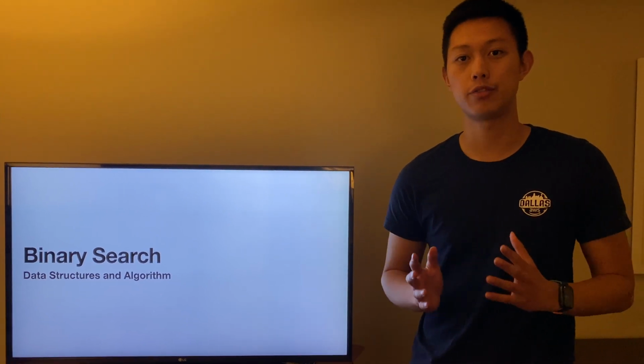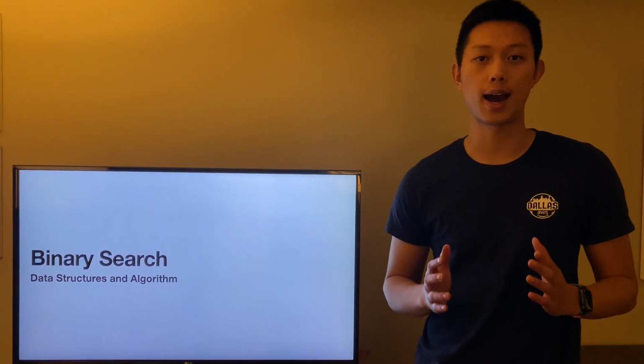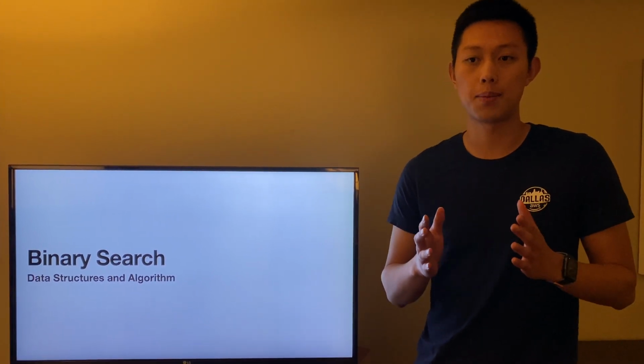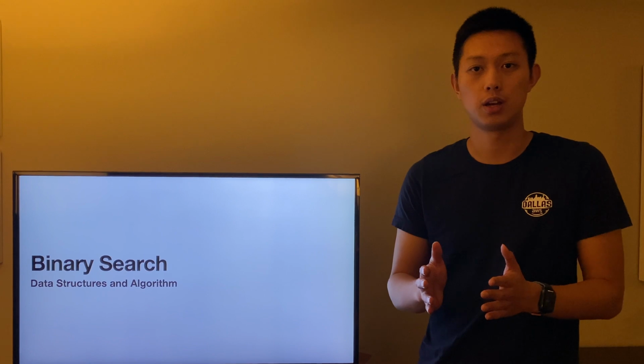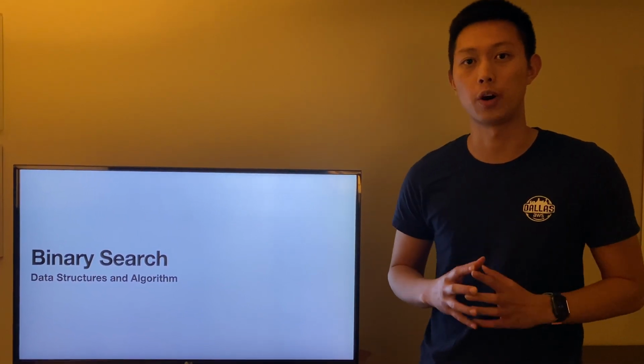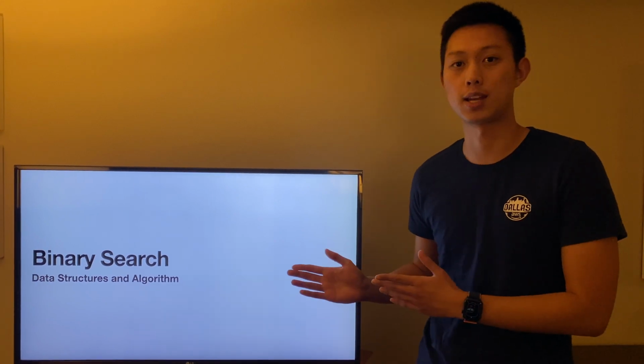Binary search is an efficient algorithm for finding an item in a sorted array. It works by dividing a portion of the list in half repeatedly until we have narrowed down the possible locations to just one. Let's look at an example.